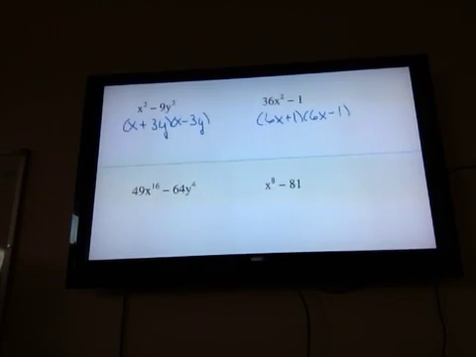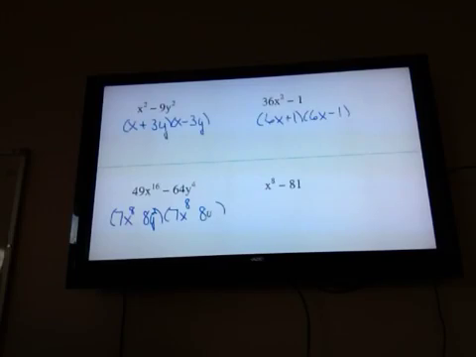49x to the 16th minus 64y to the 4th. All squares. Here's my little trick one. 49x to the 16th is 7x to the 8th times 7x to the 8th. And then 64y to the 4th is 8y squared times 8y squared. One is a plus, one is a minus.